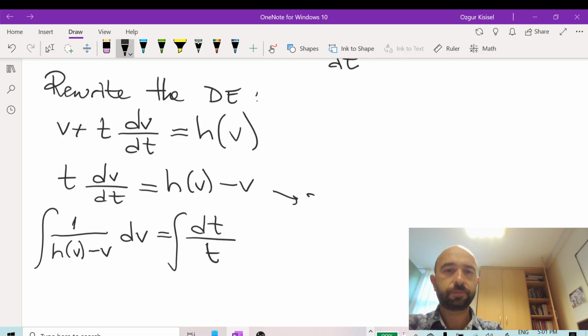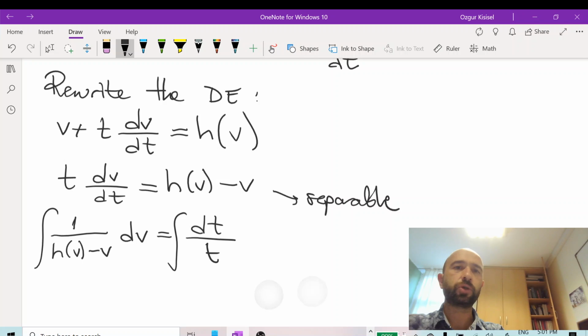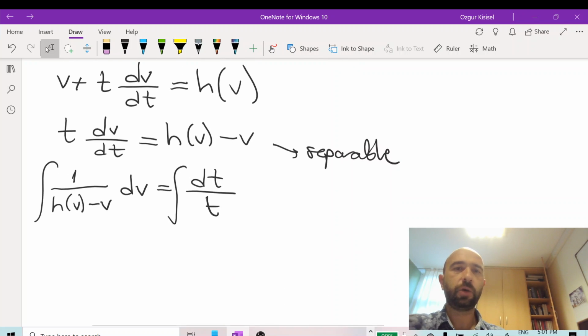It's separable. And we just solve it in the way we learned to solve separable equations. We integrate the two sides, then find v in terms of t if possible, and then substitute back v equals y over t. If leaving v alone is not possible, you might leave the solution in implicit form, which is also valuable.